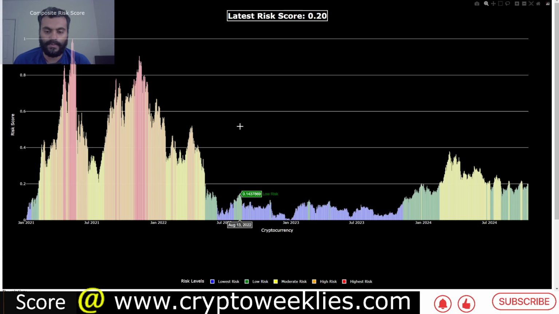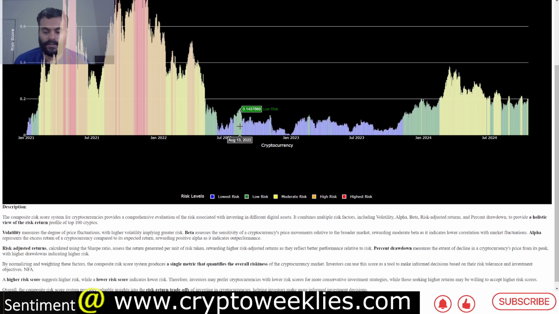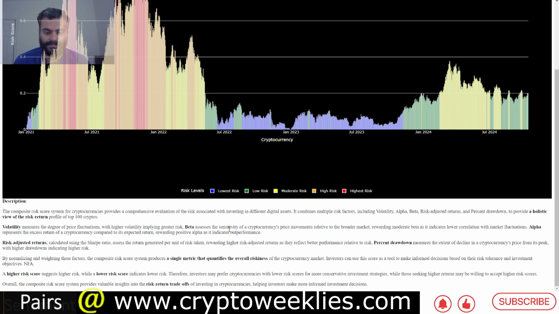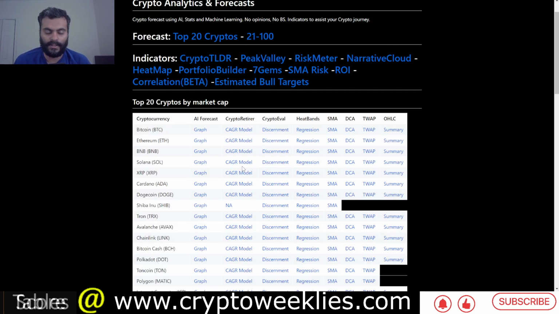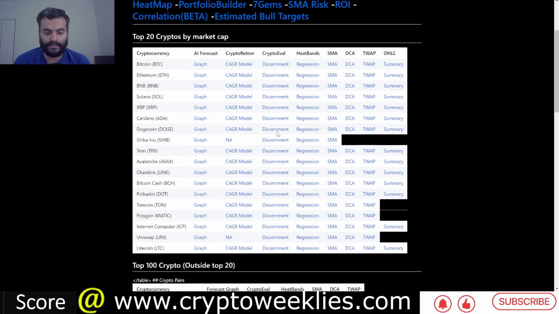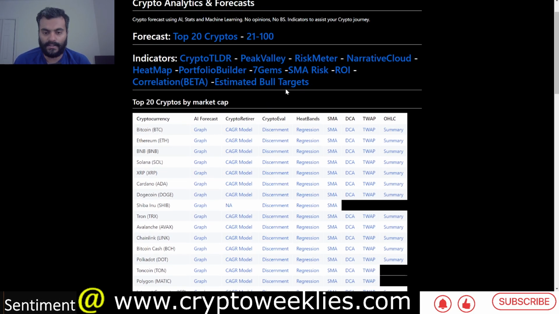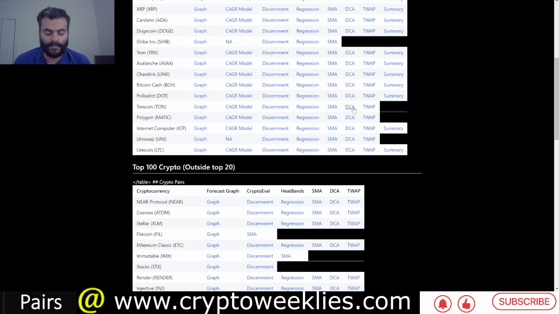Nonetheless, we do keep a record of top 100 cryptos and their risk return based profile. Again, the single metric to quantify the overall riskiness is based on factors such as volatility, alpha, Sharpe ratio, and percent drawdown, and so provides that risk return trade off at any point in time. So this is again available. These types of indicators are available over here. We also have the heat map for the performance, as well as the recently released estimated bull target for most of the top cryptos. Now that we have covered the intro, today we'll be talking about Kaspa.